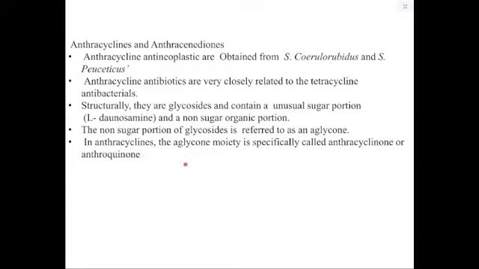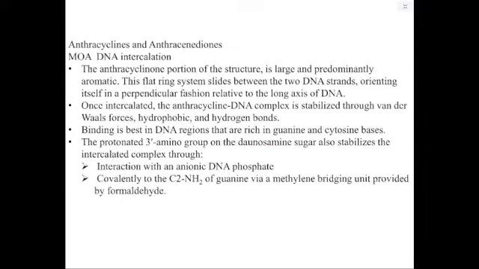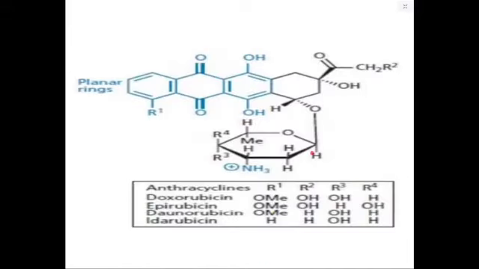In anthracyclines, their aglycone moiety is specifically called the anthracyclinone or anthraquinone. Of course, their aglycone is that portion that does not have the sugar, so we call it anthracyclinone or anthraquinone. And when we look at the structure, it will be very clear. How do they intercalate? Before we go there, let us look at their structures so that we can understand. So these are the anthracyclines.